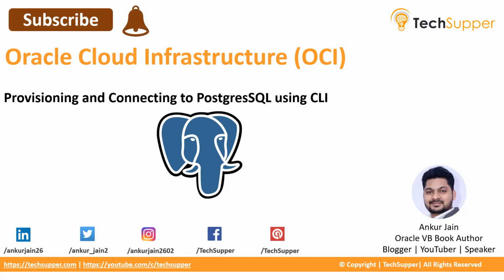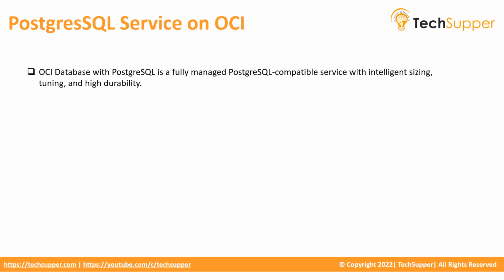Let's begin and understand what PostgreSQL service is on OCI. So OCI database with PostgreSQL is a fully managed service. When I say fully managed, meaning from provisioning to scaling, to managing backups, all are taken care of by Oracle. So it's a completely fully managed PostgreSQL compatible service with intelligent sizing, tuning, and high durability.